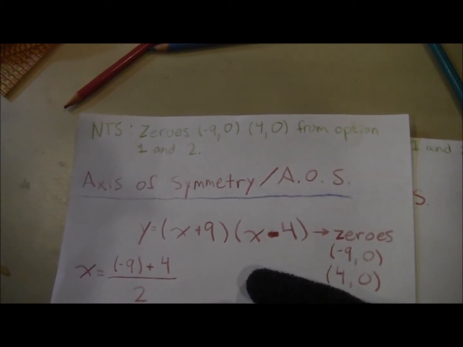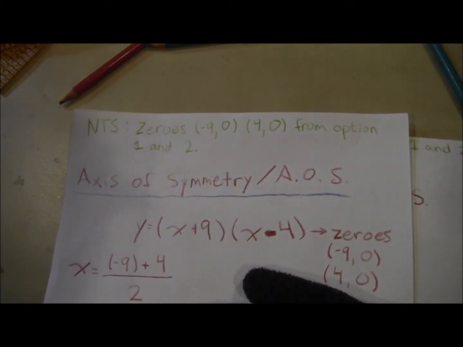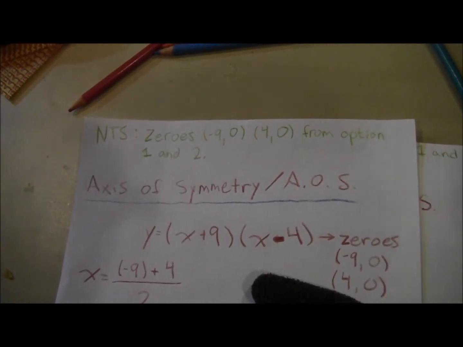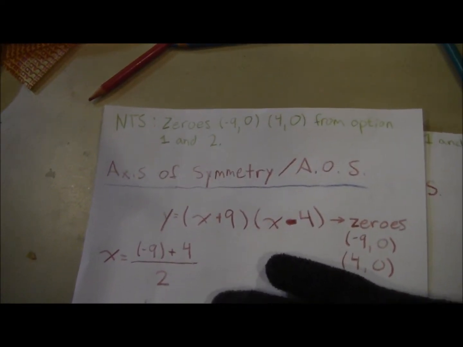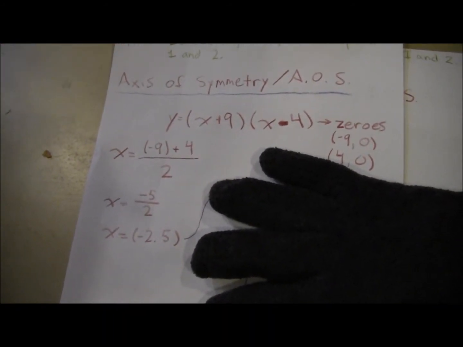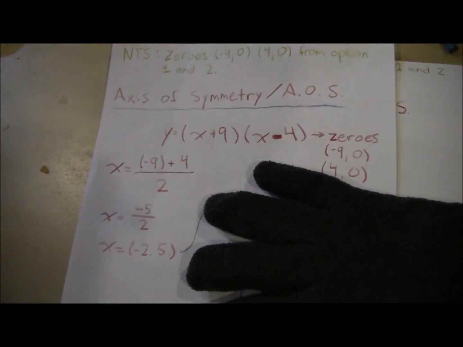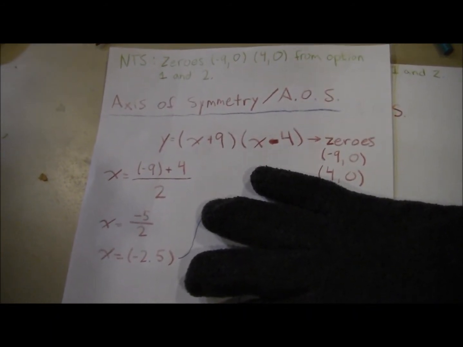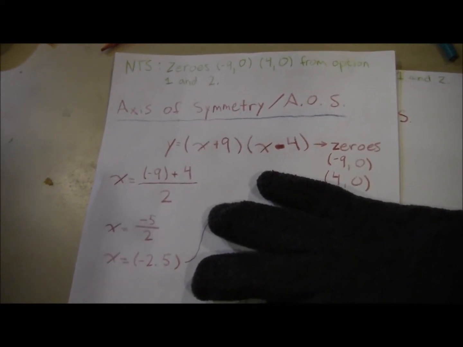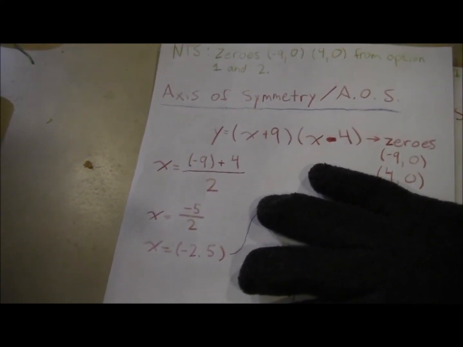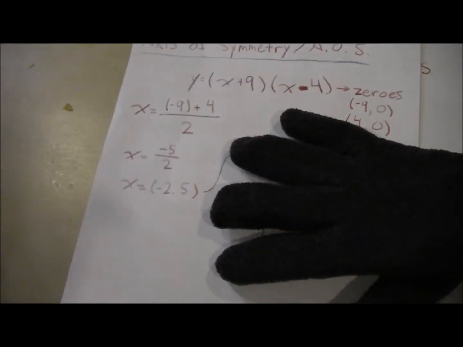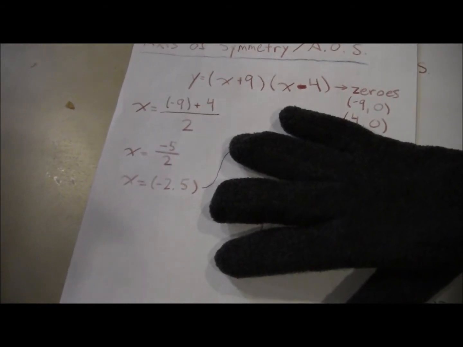So to let you guys know, the numbers used for this part of the video are from the option 1, option 2 part, with the zeros being negative 9 and 4. So what we're going to be showing you right now is the axis of symmetry, or AOS. The way that you find this, or the x value, is you use the zeros and do s plus t divided by 2, which in this case is minus 9 plus 4 divided by 2, which then becomes x equals minus 5 divided by 2, which gives you your axis of symmetry of negative 2.5.